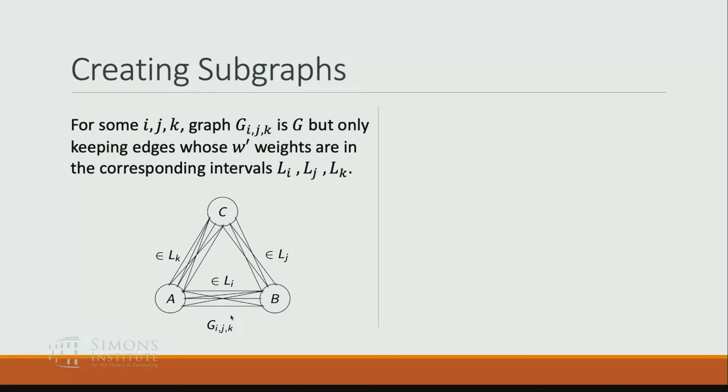So once we have these new weights, we can create the subgraphs. As planned, we enumerate triples of ranges L_i, L_j, L_k. And for each triple, we create a graph G_ijk, where for edges between part A and part C, we include an edge only if it's in the range L_k. For edges between part A and B, we include it if it's in range L_i. For edges between B and C, we include it if it's in range L_j.